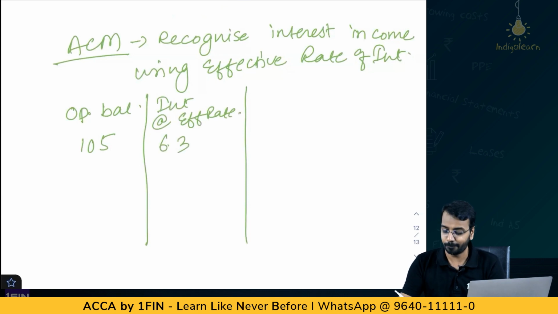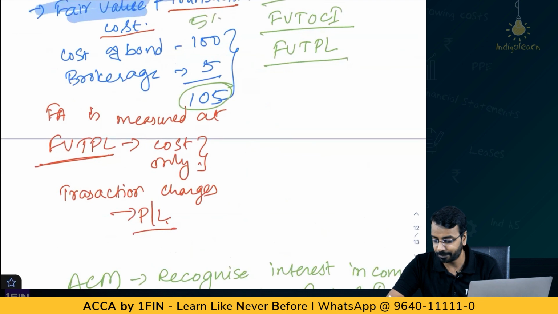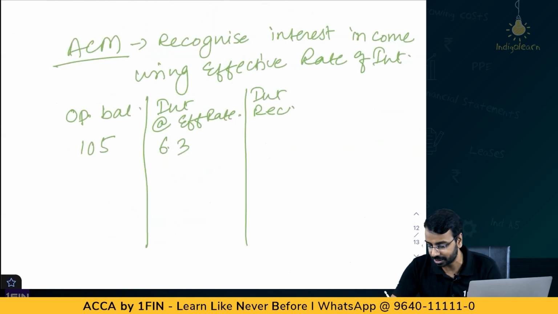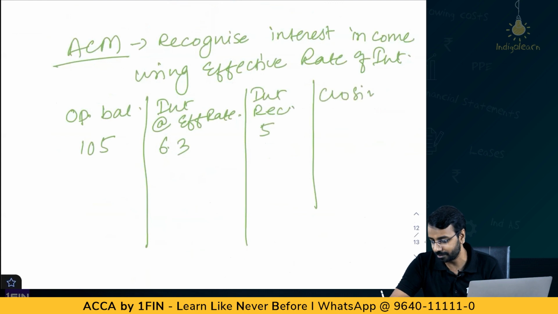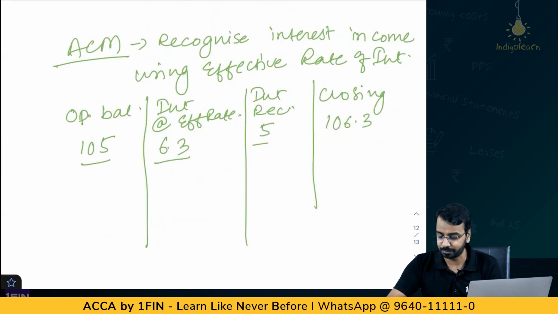This 6.3. Now, interest received. Let us say this pays me 5%. 5% rate of interest. So if that pays me 5% rate of interest, I will get 5 as interest, and the closing balance would be 105 plus 6.3, 111.3 minus 5, you will get 106.3. So like this, you will have to prepare the schedule under the amortized cost method.